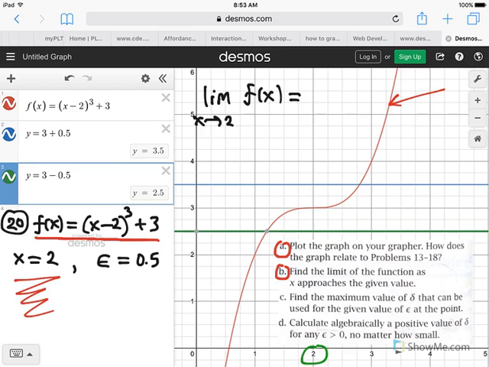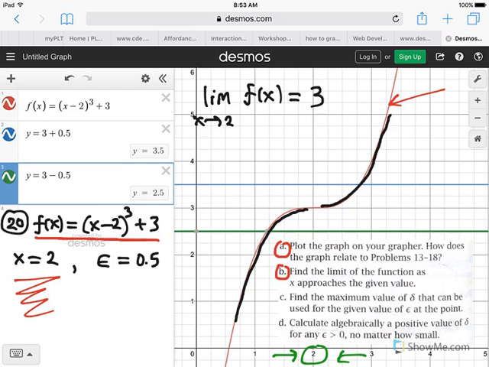So as the input values approach 2 from the left and from the right, the output values are approaching what number? Let's take a look at our graph. As the input values approach 2 from the left, the output values are approaching 3. As the input values approach 2 from the right, the output values are also approaching 3. So the limit of f of x as x approaches 2 from either side is 3.